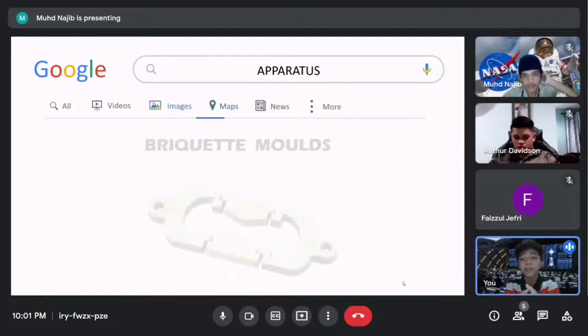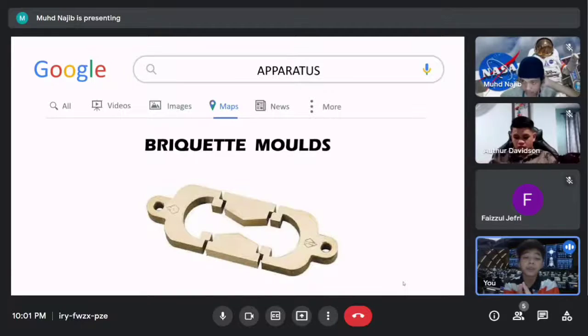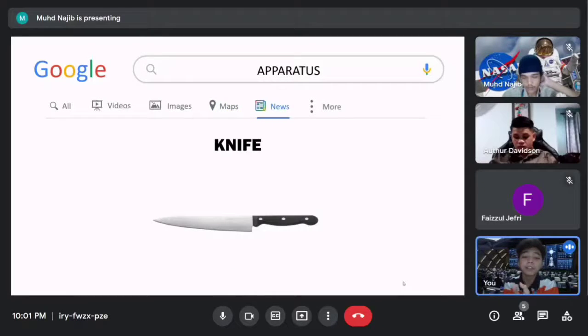Next, we have the briquette mold. The briquette mold is used for casting the bitumen sample. And last but not least, we have the knife. The knife is to cut excess bitumen from the mold. That is all from me. Now I'm going to pass the slide to Muhammad FAIZZUL to elaborate more on the procedure.